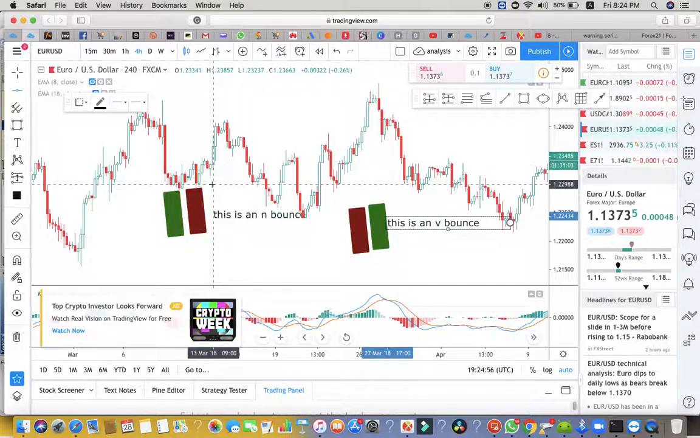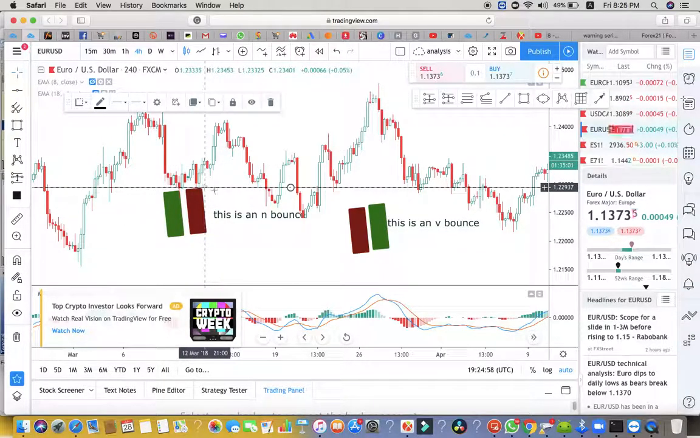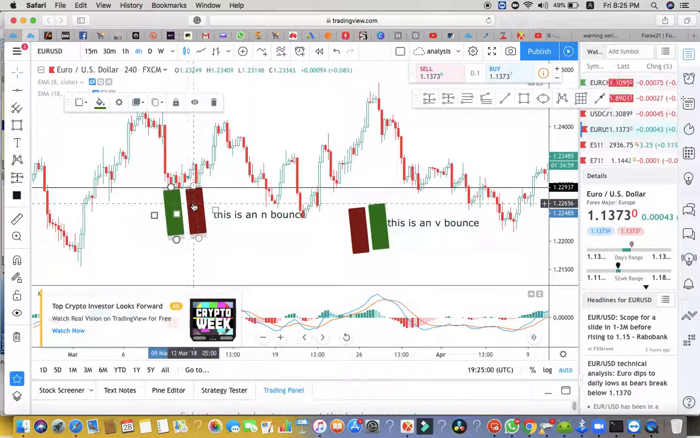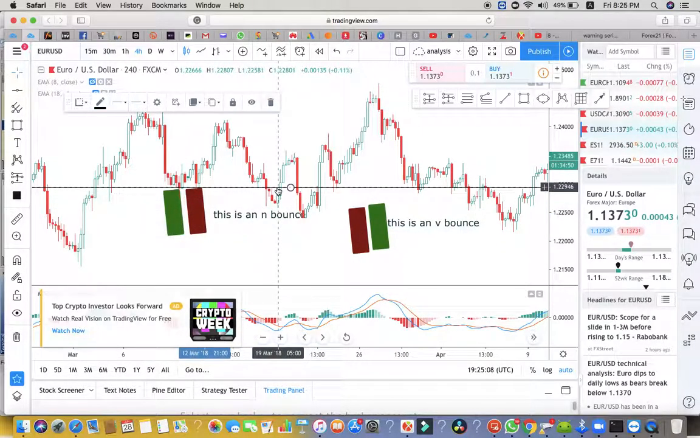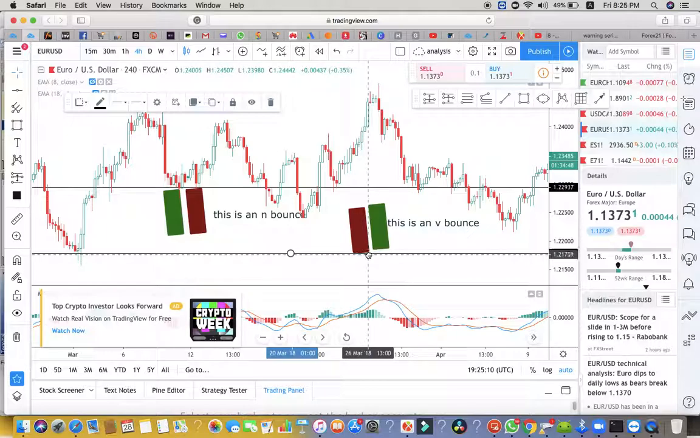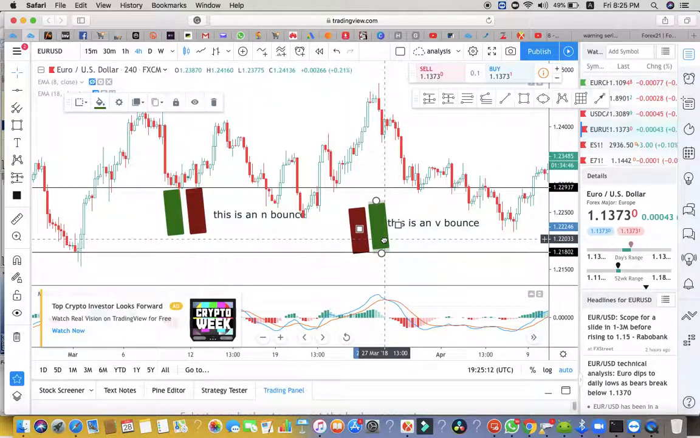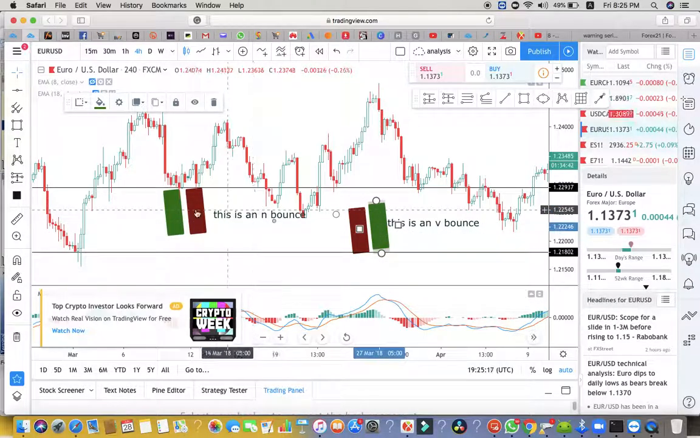This is my horizontal line. I'll place it here as my resistance. Let me draw this. So this is my resistance, the top, because the market came up and was resisted. Now this is my support. Why is it my support? The market came down and was reversed upward. So it's my support, and then it's my resistance.